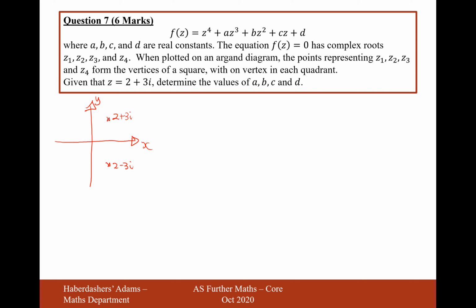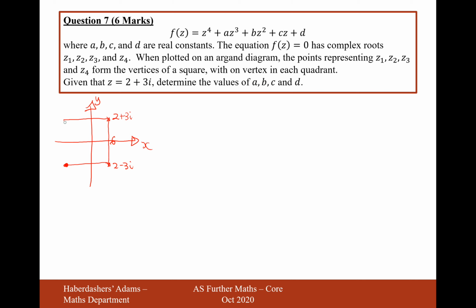And from this information, we know the dimension of our square. It's going to have a dimension of 6 because it's 3 up and 3 down. Now the square could either go to the right, but it does say it's in at one point in each quadrant, so it must be to the left.